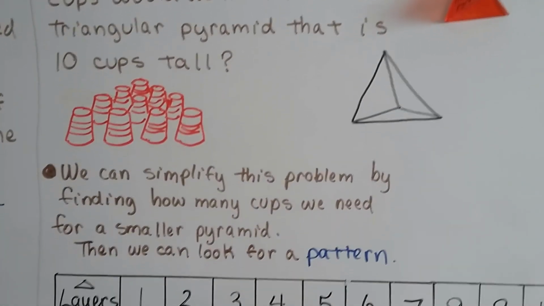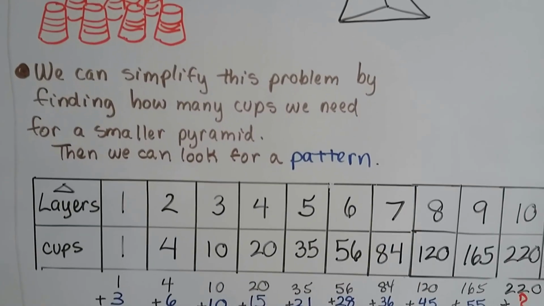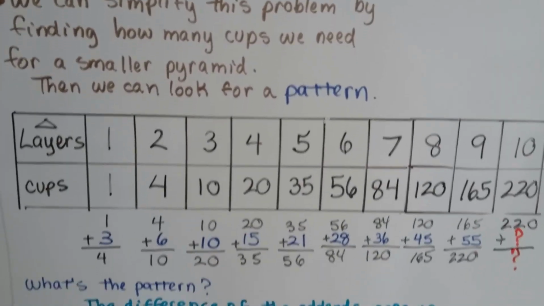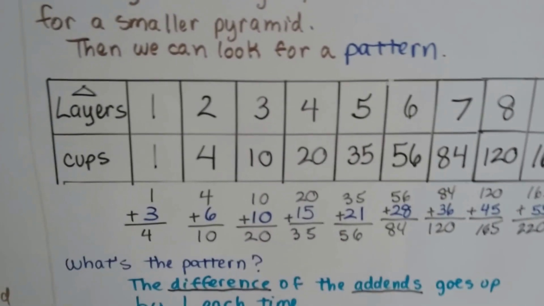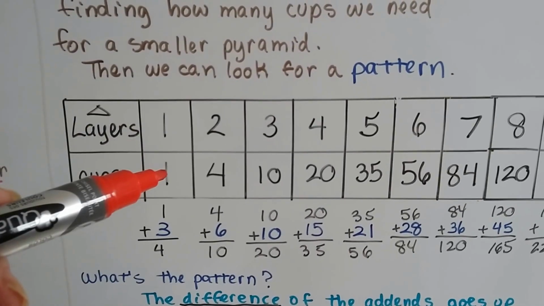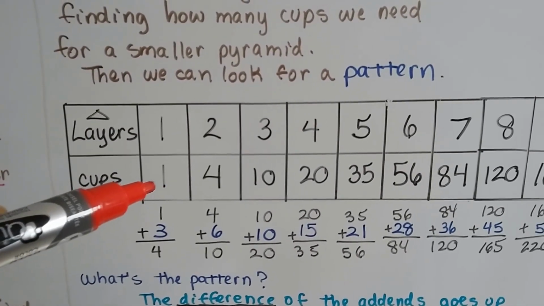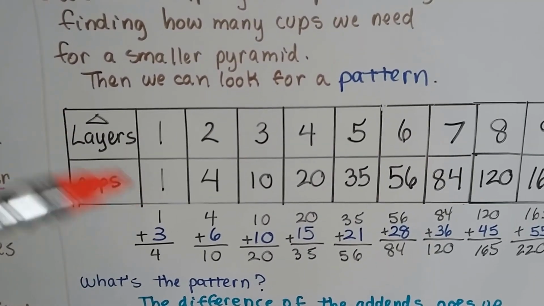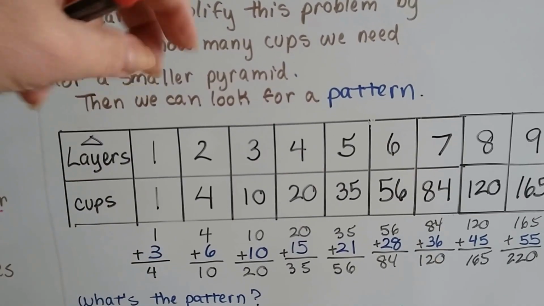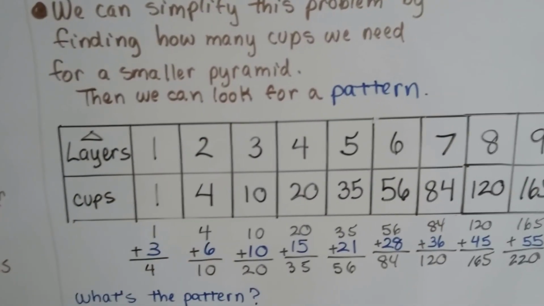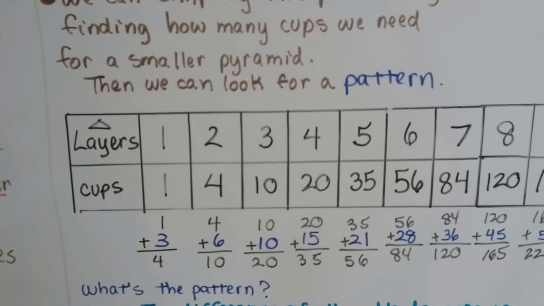We can simplify this problem by finding how many cups we need for a smaller pyramid. Then we can look for a pattern. So if we have 1 cup, that's going to be 1 layer. Now we can't have 2 cups on the first layer, because one would just go right on top of the other, wouldn't it? And it would just swallow it up.